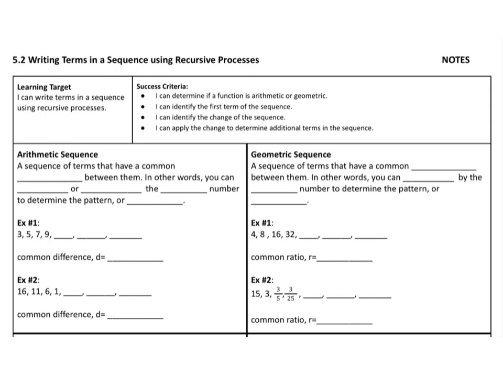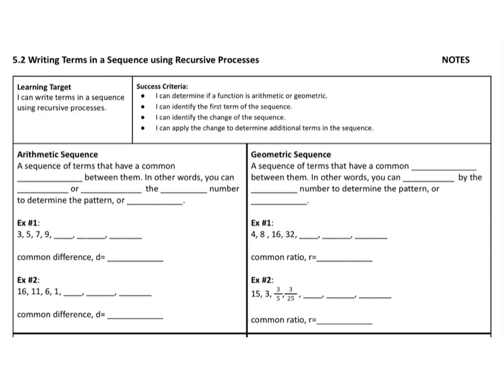The second step is to identify the first term of the sequence. We always need to come back to that first term. And then you're going to need to identify the change of the sequence. What is happening from one number to the next, from the first number to the second number, to the third, to the fourth, to the fifth, and so on. And then after that, apply the change to determine additional terms in the sequence. Say it only gives you 4 terms. Well, it wants you to find the next 3 terms. You have to apply what that change was in order to follow the pattern. Essentially, sequences are patterns.